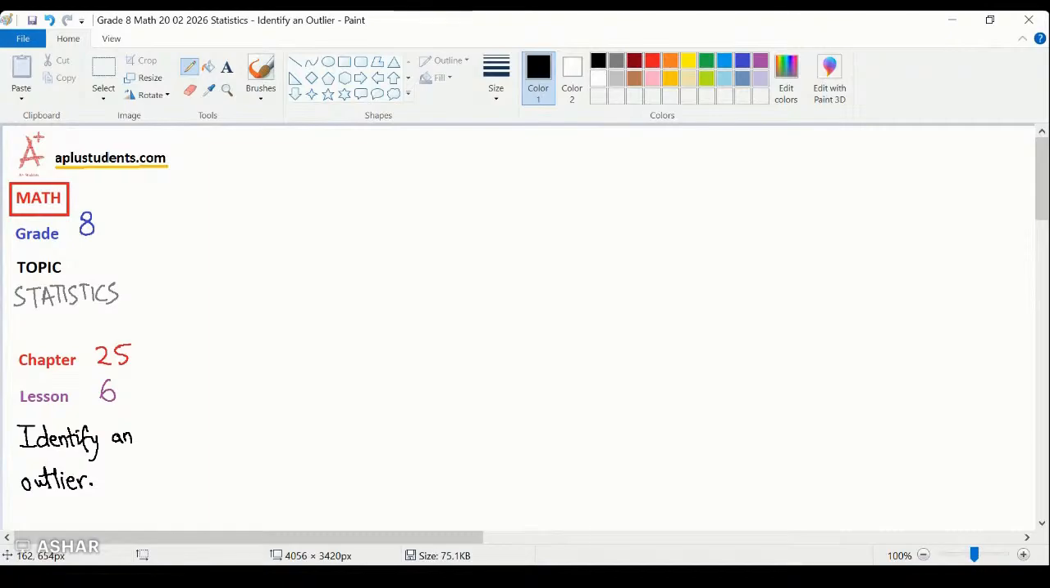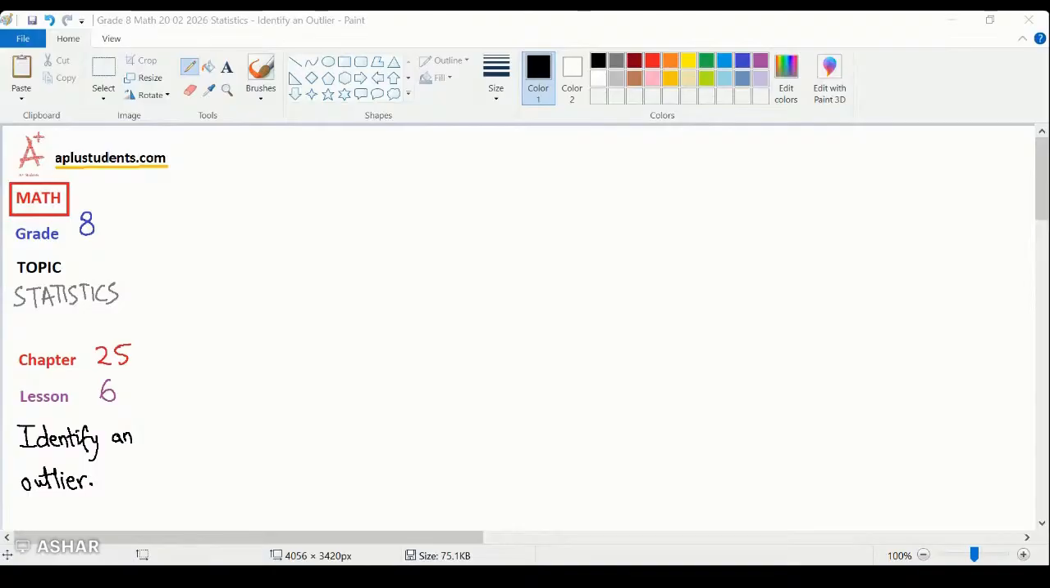An outlier is something that is out of the range, right? Some value that would be far away from the range. So let's suppose, for the given information, I'll go to the website, grade 8, chapter number 25 and lesson number 6.